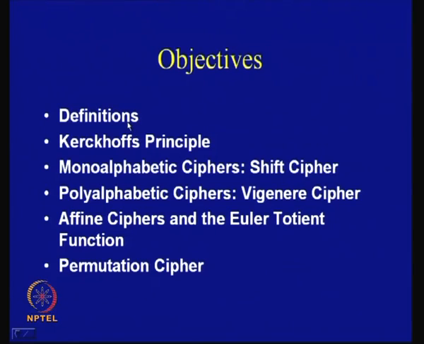So, today's objectives will be to talk about some of the important definitions behind cipher designs, and then a very important principle known as Kerckhoffs Principle, and then discuss some important classes of old ciphers called monoalphabetic ciphers. An example of that is a shift cipher, and then polyalphabetic ciphers called Vigenere ciphers, and then discuss affine ciphers and use our previous day's concepts of the Euler totient function to find the size of the key in affine ciphers, and then conclude our discussion with a note on permutation cipher.